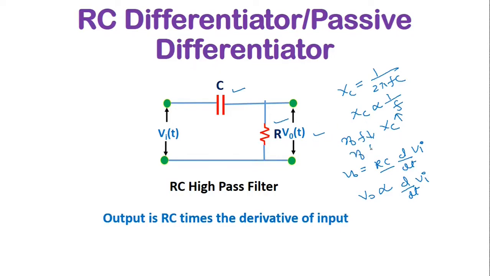But if frequency increases, the capacitive reactance decreases. Therefore, this capacitor will act as a short circuit for the high frequency signals. Therefore, the high frequency signals will be passed by the circuit. Therefore, this circuit also acts as a high pass filter.